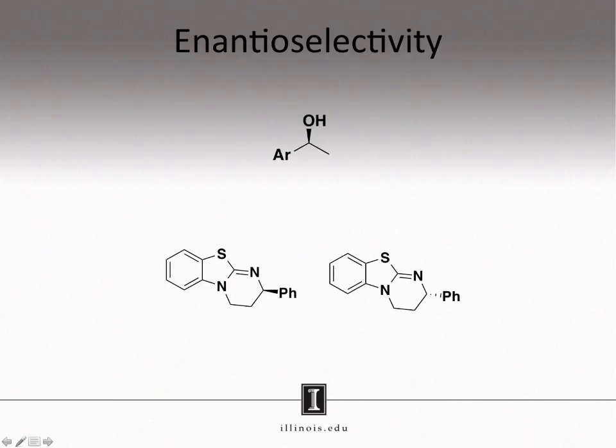Here on this slide, we have a chiral alcohol that will react with a chiral catalyst. Will this chiral alcohol react the same way with each chiral catalyst? The answer is no. We will see what we call enantioselectivity. The chiral alcohol will be selective for one enantiomer of catalyst over the other. Let's talk about why that is.